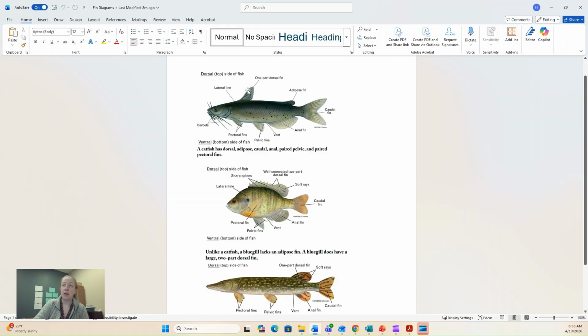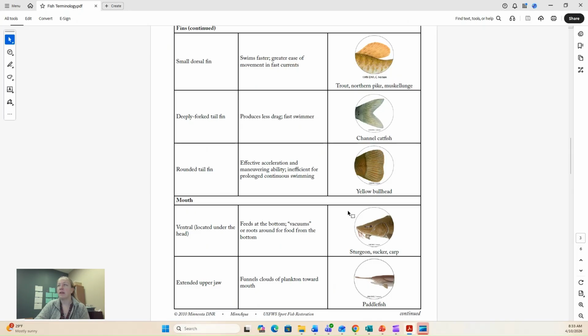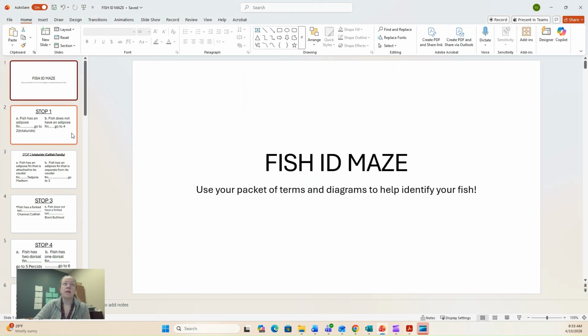All of the fish that are in my key have at least a dorsal fin. Some may have an adipose fin in addition to that dorsal fin. Another resource I provided included some of our fin shapes and our mouth shapes. So students were able to identify those properties of the fish that they might be trying to key out to help them use the key better.